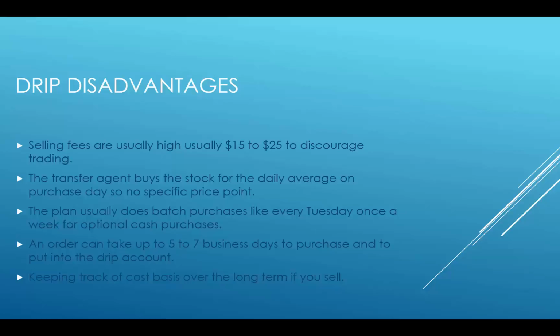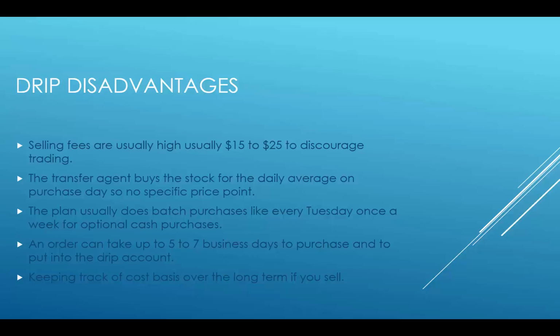Now, the DRIP disadvantages are selling fees are usually high. They're between $15 to $25 to pretty much discourage trading. And the transfer agents are usually really slow on selling, so they might do a batch sale, and that usually takes a week. Now, the transfer agent buys a stock at a daily average purchase price for that day, so there's no specific price point, unlike your discount brokerage where you can lock in a limit order at an X price.